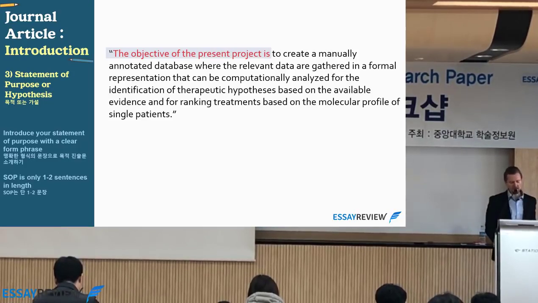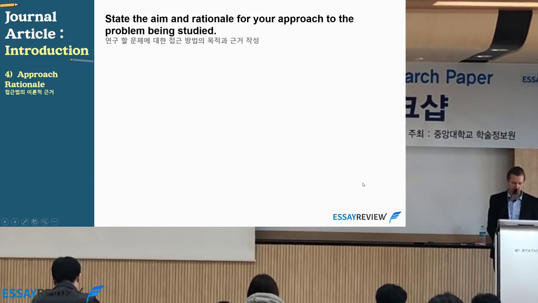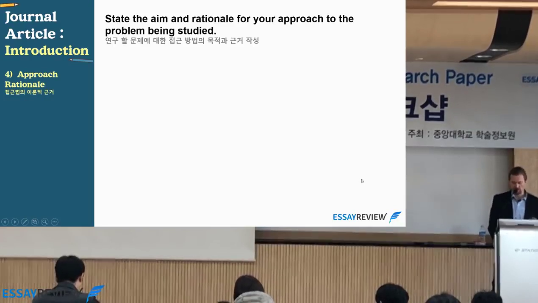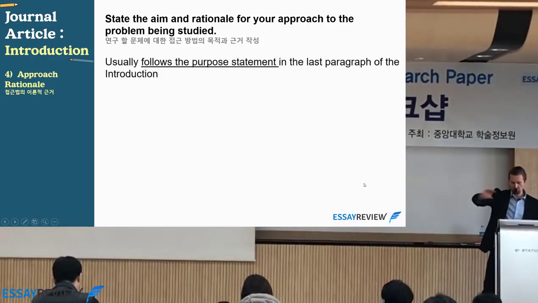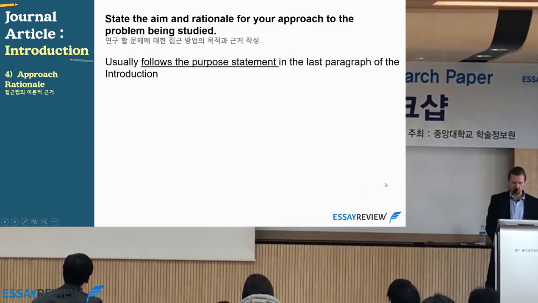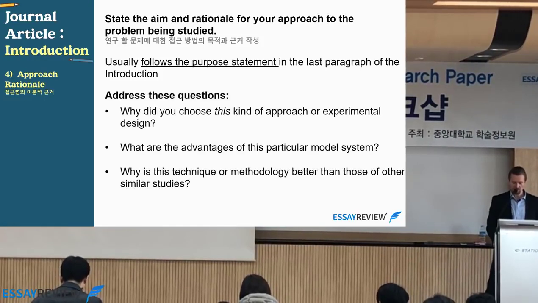Last, you may or may not use an approach rationale. A rationale is a justification of why you did the study a certain way, a justification of your study design. So this usually follows the purpose statement, right? Right after your hypothesis, purpose statement, you might explain why you did this. So you might address why you chose this kind of approach. What are the advantages of this particular system, this model? Why is this technique better than the other studies that you mentioned?